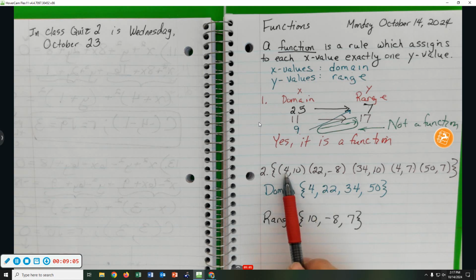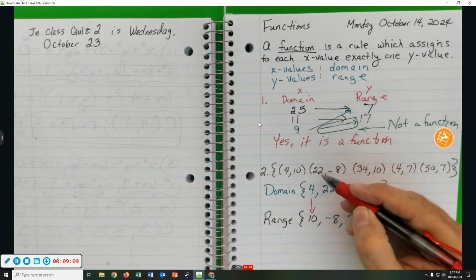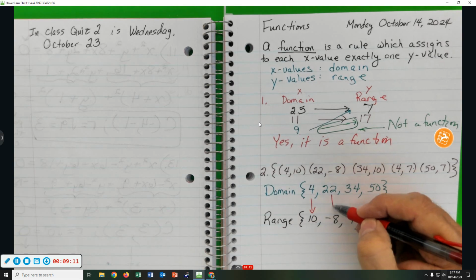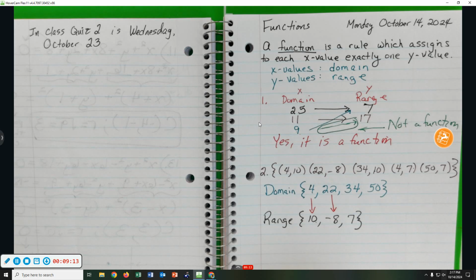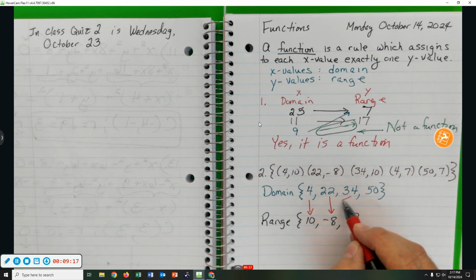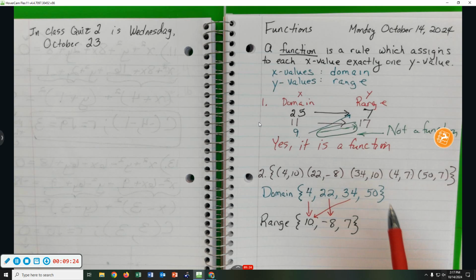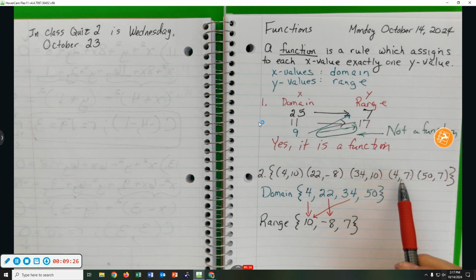Like 4 is being assigned the y value 10. 22 is being assigned the y value -8. 34 is being assigned 10. Notice how the 10's being repeated. That's okay. It's fine to have repeated y values. You cannot have repeated x values in a function.